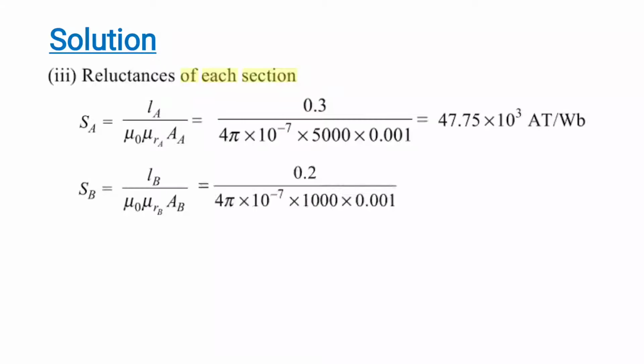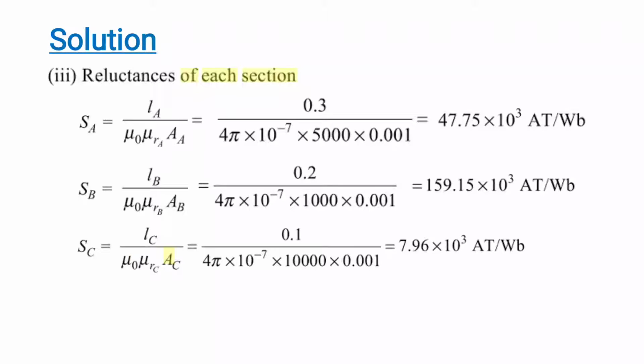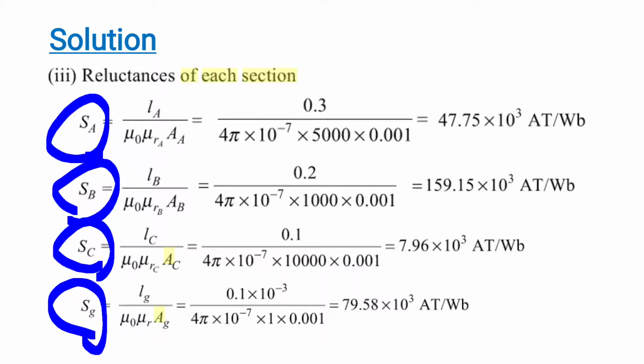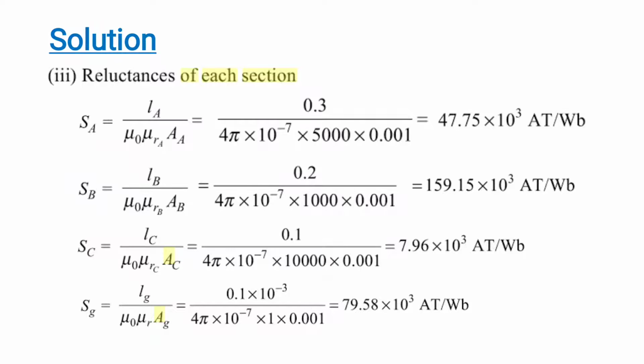On finding for each section individually, you will have terms like this. So this is the reluctance for each section: section A, section B, section C, and for air gap 2. The formula is l by mu into A, where mu is equal to mu naught into mu r.